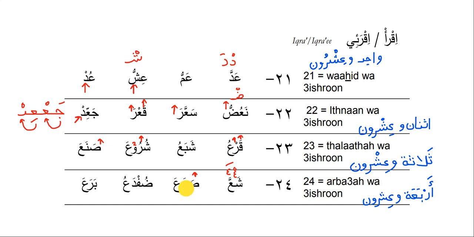Sada'a. Now dal is a light letter. Okay, it's not heavy. So be careful. Sad is heavy, dal is light, and ayn is moderate. So how are you going to pronounce? Sada. Don't ever make dal heavy. The correct pronunciation will be sada.